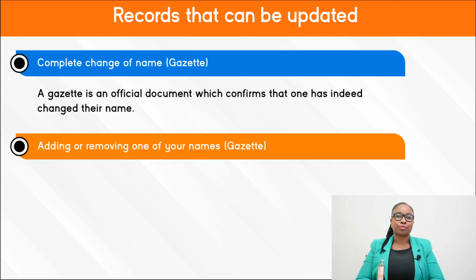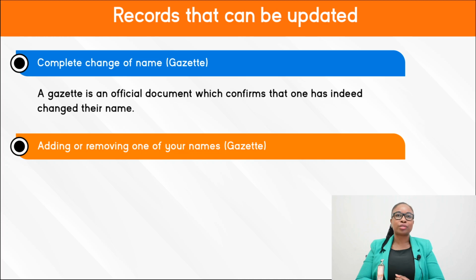An example, I am Emefa Agonyo. I want to change my name completely to be known as LC Edumako. This is a complete change. I need a gazette to be able to effect this change. The second point, adding or removing one of your names. My brother out there is Joel Kofi Adumako. Joel wants to add another name, so he comes to the SSNIT office to say, I want to add Ohene to my names. He needs a gazetted document to have his name changed to Joel Kofi Adumako Ohene.